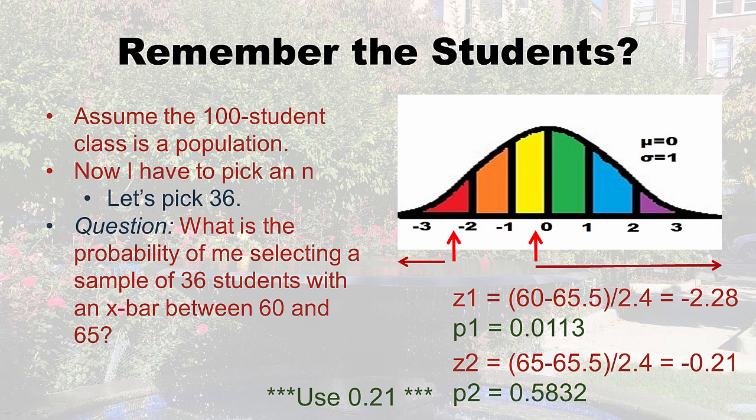And just like last time, we got to take 1 minus both of those pieces, right? And then we get the probability in the middle, and that's the probability of drawing a sample of 36 students with an x bar between 60 and 65. And just to translate that to you, the probability is 0.4055, or if you rounded it and you like percents, you could say 41%.